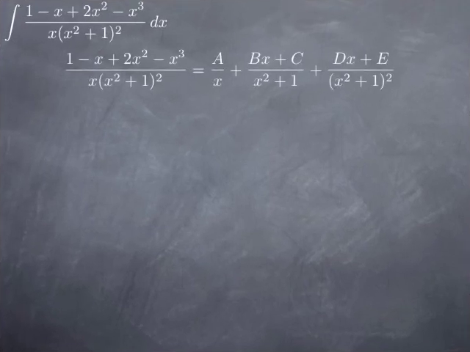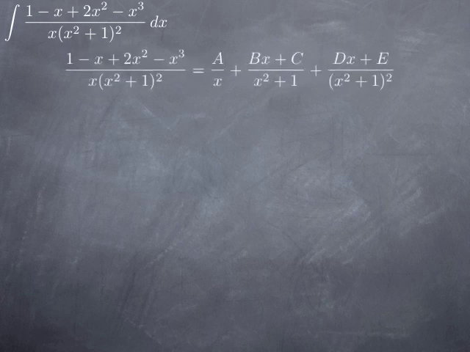So let's look at the integral of the function (1 − x + 2x² − x³) divided by the product of x with (x² + 1)². The degree at the top is 3, the degree at the bottom is 2 times 2 plus 1, so 5. So the degree at the bottom is higher, so we don't have to worry about long division, and we can just write out the form of the decomposition of this function into partial fractions.